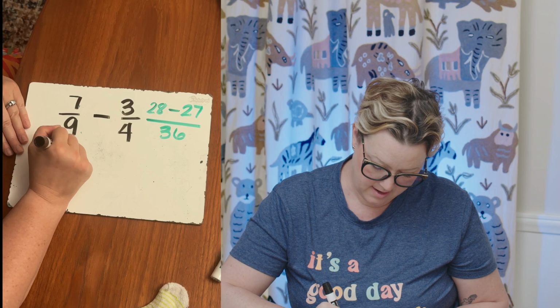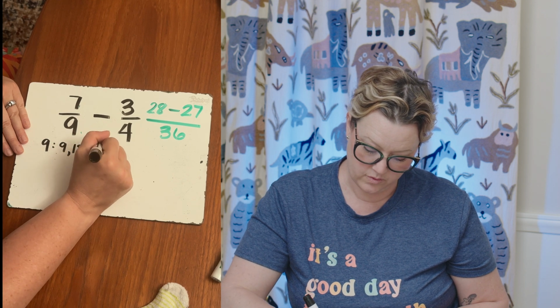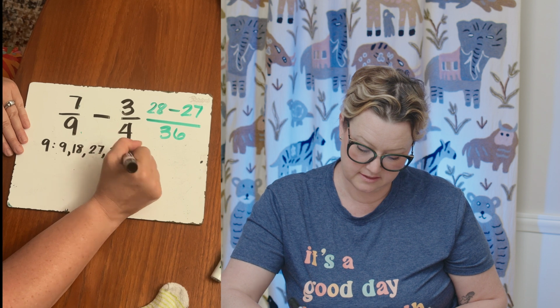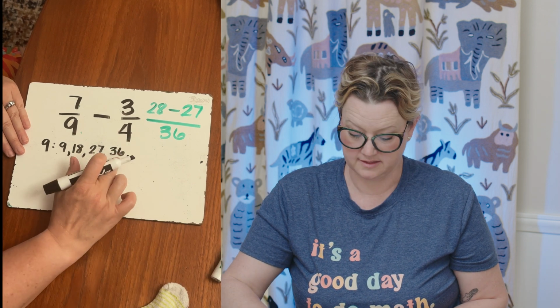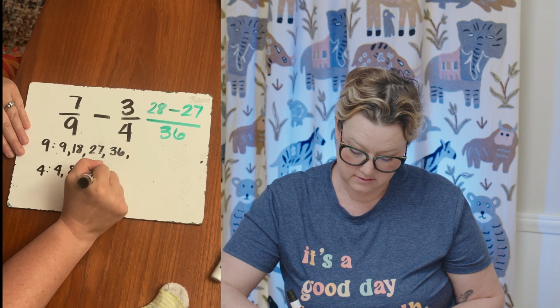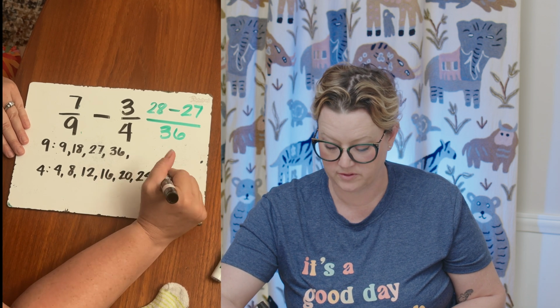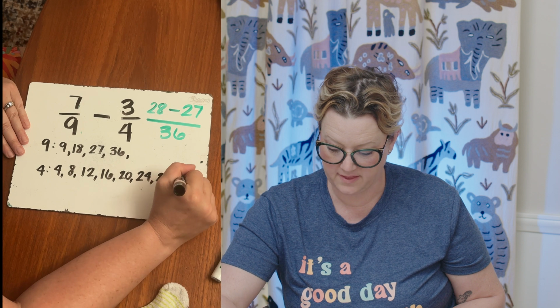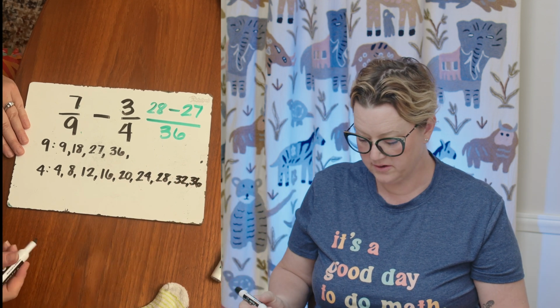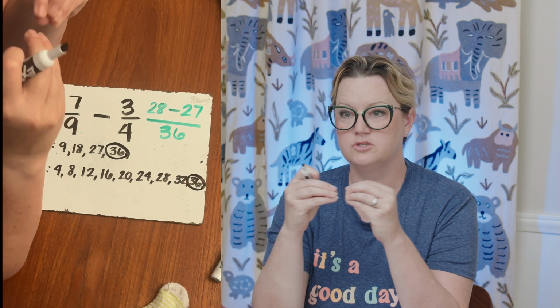To find the least common denominator, you would list out the multiples. If I had 9, I would do 9 times 1 is 9, 9 times 2 is 18, 9 times 3 is 27, 9 times 4 is 36. Then you can stop, because the other one is 4, and you would list out 4: 4, 8, 12, 16, 20. You're just going to list all of the multiples until you get to one that shows up on both of them. And you can see that it's 36. That is the least common multiple those two numbers have.